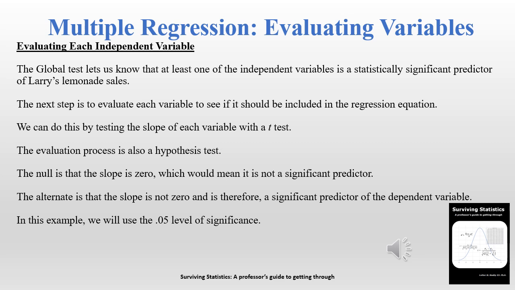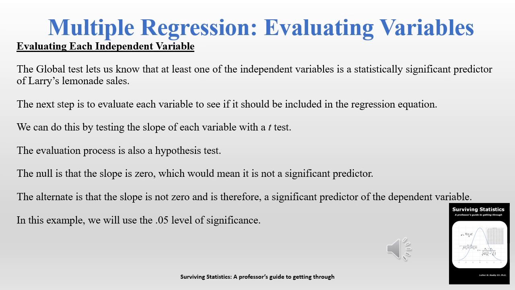All right, we're continuing on with the evaluation process. We looked at the correlation coefficient. That told us, yes, there appears to be a strong relationship. We looked at the F test. The F test said, yes, at least one of the independent variables is a statistically significant predictor. The next step is to evaluate each and every one of those independent variables to see whether or not they are significant predictors. We once again do that with a hypothesis test.